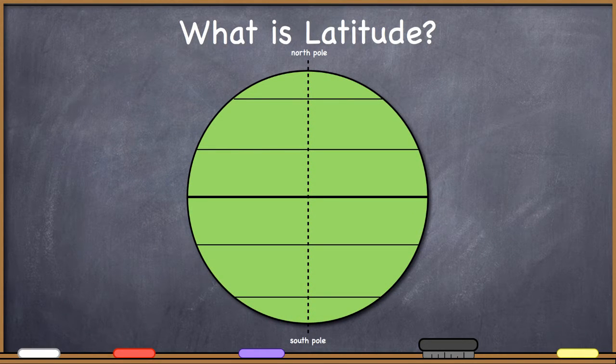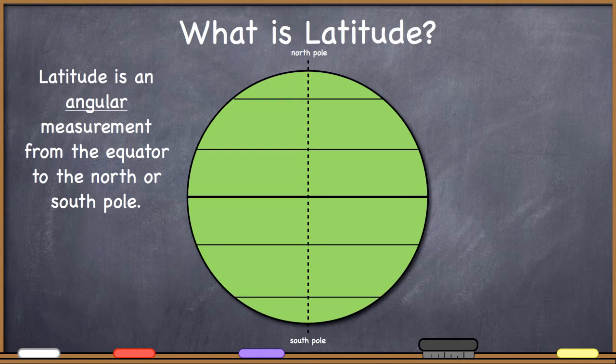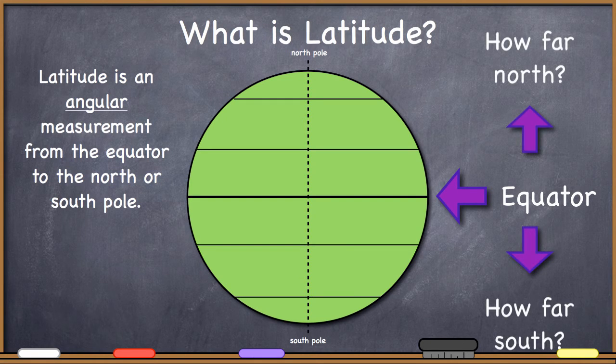In this video we need to specifically talk about what latitude is, and we said in general latitude is going to allow us to specify how far north or south of the equator we are. So let's go ahead and begin with that definition of latitude. Importantly, latitude is an angular measurement from the equator to the north or south pole. So here we have a representation of the Earth, the equator, and then we are going to give a measurement of how far north or how far south we are.